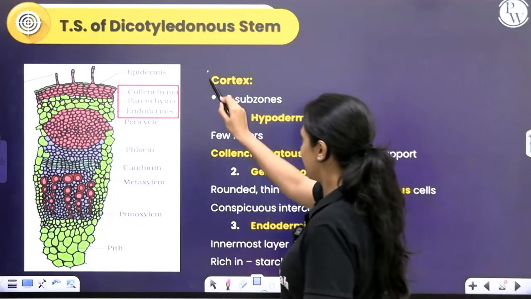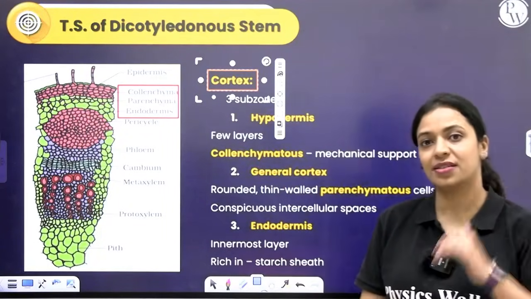Here the cortex is pretty complex. Within the cortex you have 3 subzones.